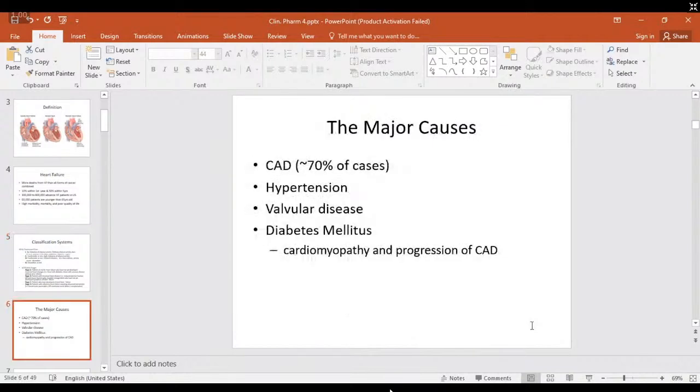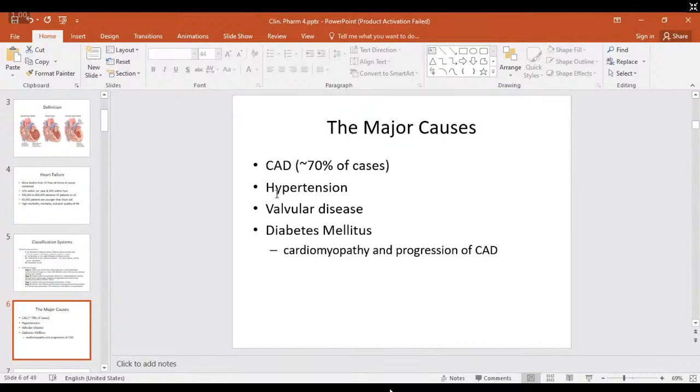The major cause of heart failure is, of course, coronary artery disease. It can be chronic coronary artery syndrome, or it can be acute coronary syndrome. And as you know, acute coronary syndrome includes unstable angina. It also includes myocardial infarction. And with time, if not treated in the best way possible, they can lead to heart failure.